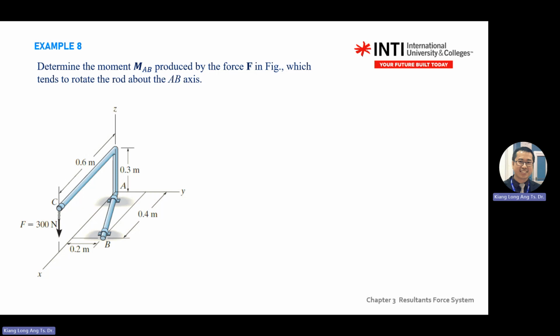Okay, so again, example 8 is a very simplified question compared to a test or exam. The force will be tilted at a certain angle. So when it is tilted at a certain angle, remember to split your force into X, Y, and Z directions. Okay, so you are given all the dimensions, 0.2 to B, 0.4 from B to the Y axis, the length of the L bar is 0.3, and the length A to C will be 0.6. Okay, so C to bottom will be 0.3. Here is 0.3.